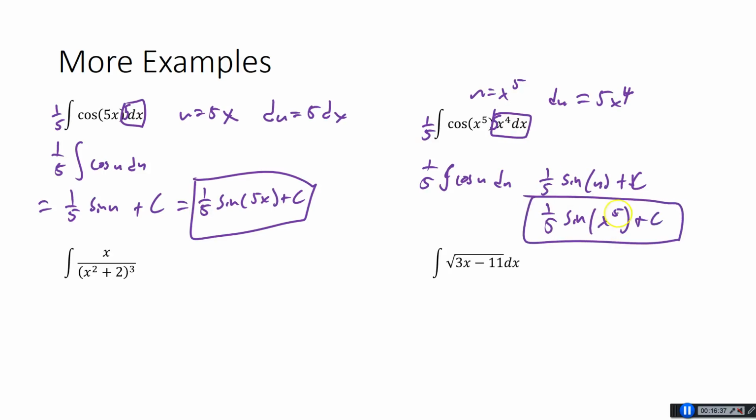Check the derivative. Take the derivative of this. You'd have 1/5 cosine x to the 5th times 5x to the 4th. There's our x to the 4th, and the 5's cancel.